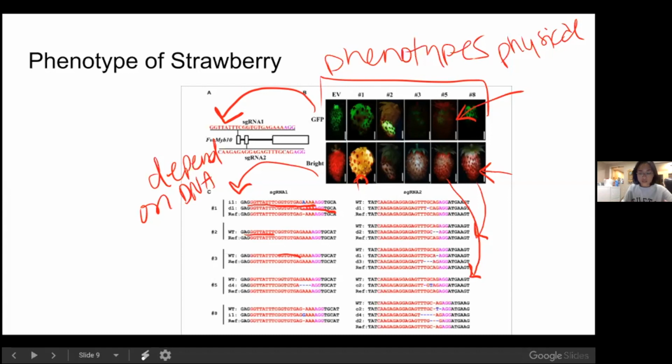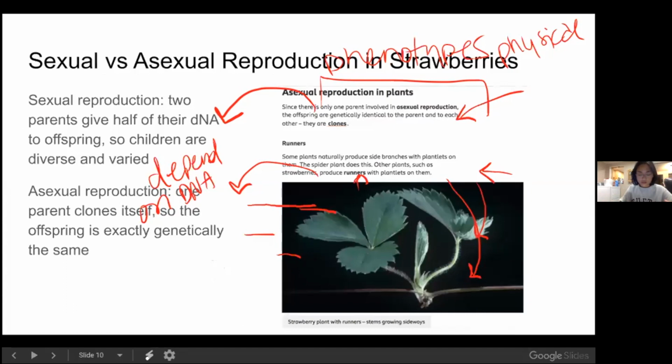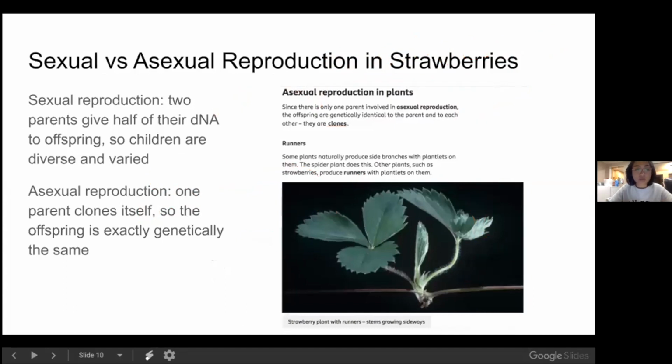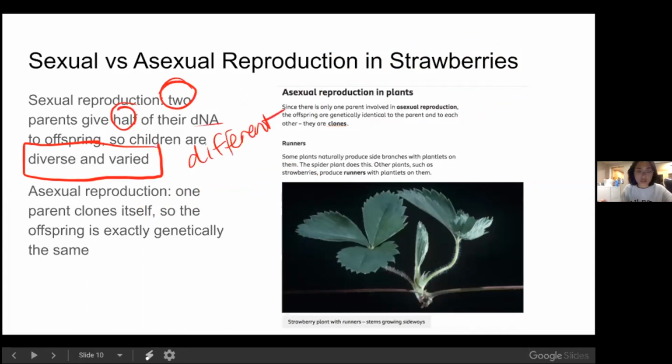All right, and so that's basically what we're going to learn about today, how to read DNA. But first, let me just tell you about sexual versus asexual reproduction in strawberries. So we already learned last week that with sexual reproduction, genes are passed on to offspring by both parents. So two parents pass some of their DNA to their offspring, so their children are very diverse and varied. So their children are going to look very different because of that type of reproduction.